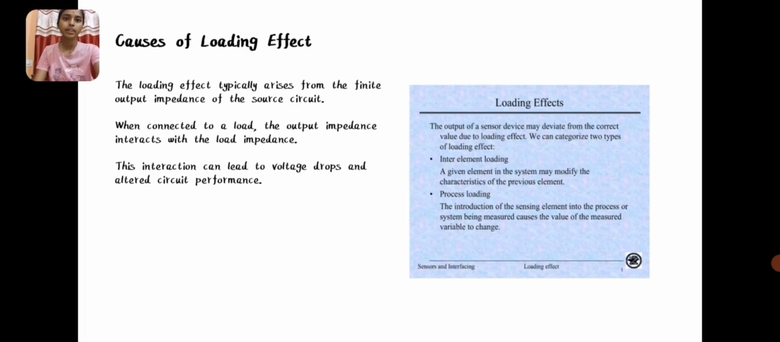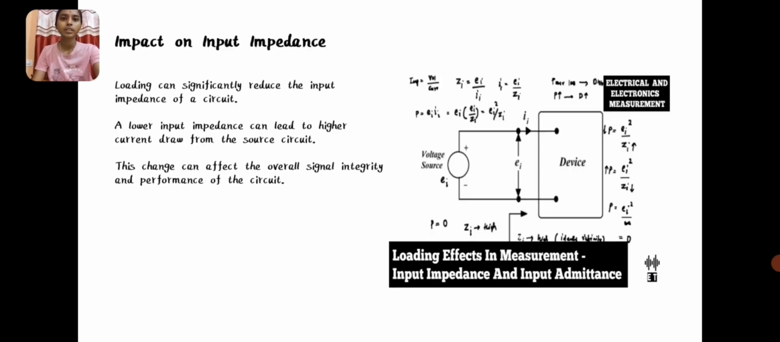Causes of loading effect. The loading effect typically arises from the finite output impedance of the source circuit. When connected to a load, the output impedance interacts with the load impedance. This interaction can lead to voltage drops and alter circuit performance.